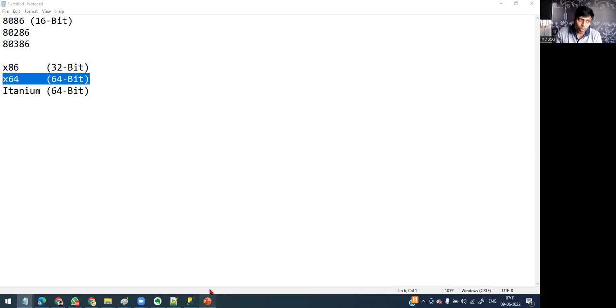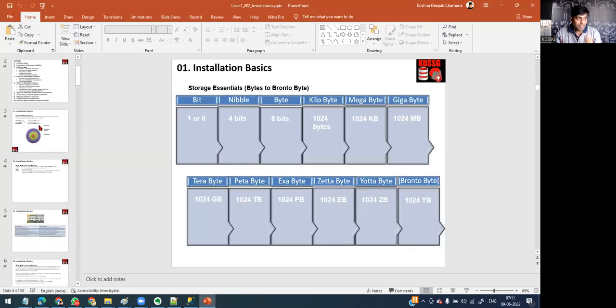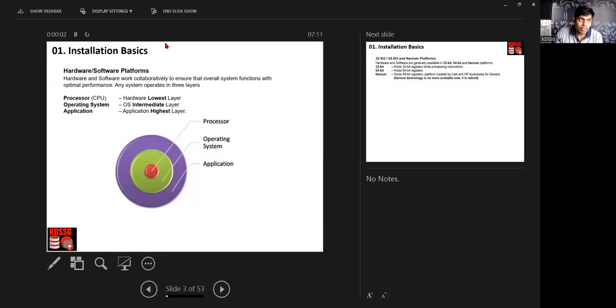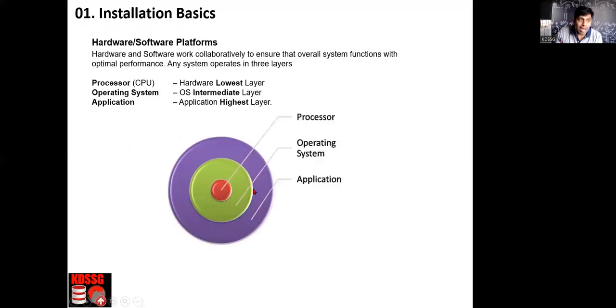We do not want to waste time beyond this, but listen, last point. Your hardware will be either 32-bit old hardware, or 64-bit, the new one, or maybe Itanium also. So these are three different hardware platforms.